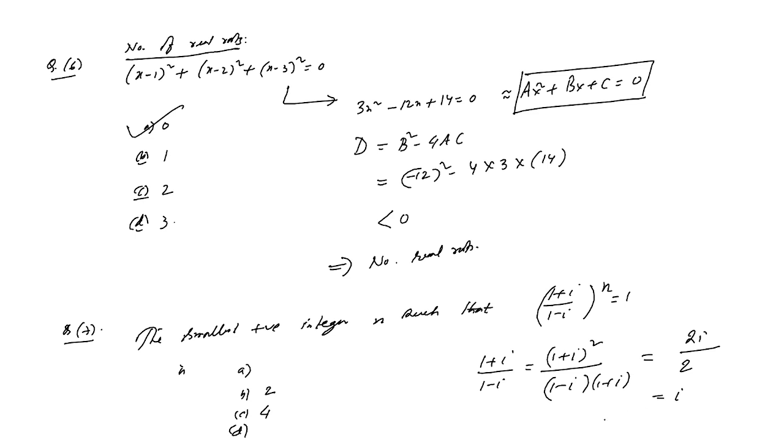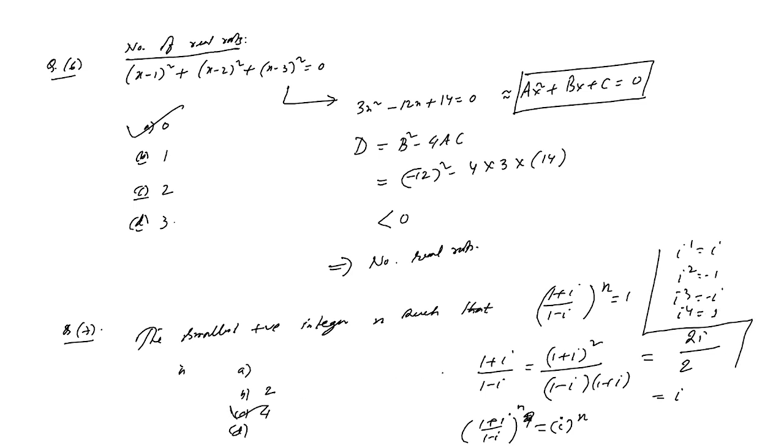So this value is 2. So obviously, just think of (1 plus i) by (1 minus i) whole to the power n, so obviously i to the power n. We know i to the power 1 equals i, i squared equals minus 1, i cubed equals minus i, and i to the power 4 equals 1. So 4 is the smallest positive integer such that (1 plus i) by (1 minus i) whole to the power n has that value.